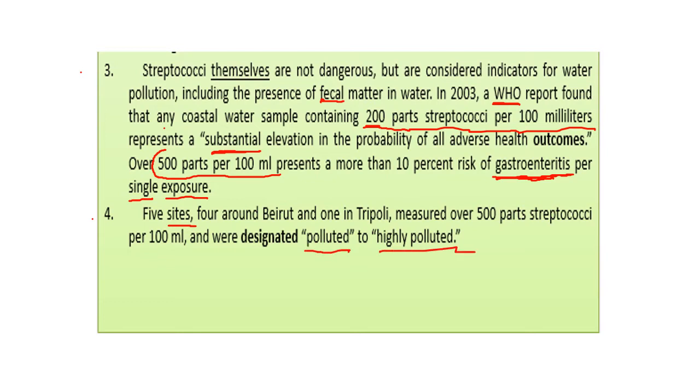So if I were to ask you, what is an indicator for being highly polluted or polluted, you would answer: if the measurement of streptococci is 500 parts per 100 milliliters and above. This means it's highly polluted to swim in. You get diseases.